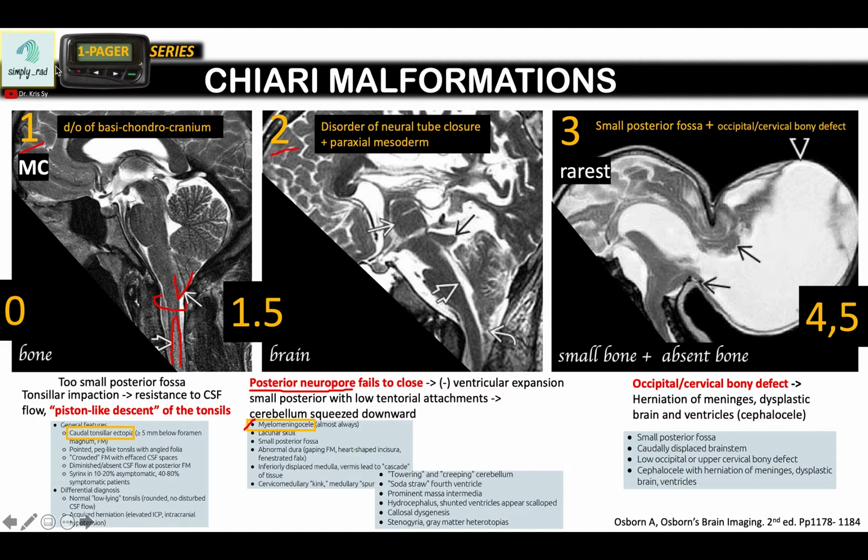A lesion between 1 and 2 would be 1.5. 1.5 means that you have tonsillar ectopia and you also have brainstem descent, but you don't have myelomeningocele. So it fulfills 1, but it doesn't quite fulfill 2. That's why it's called 1.5.